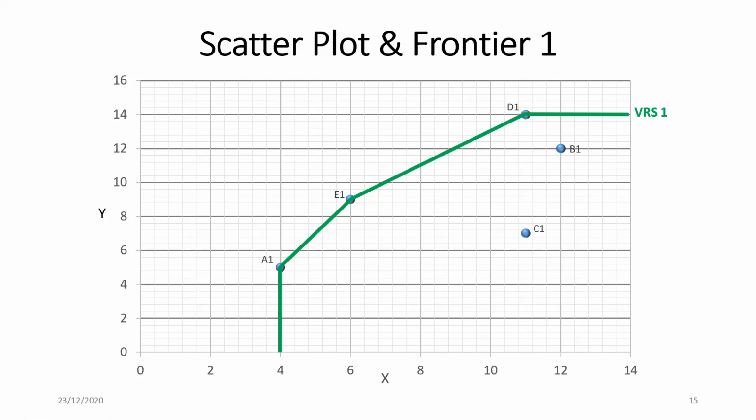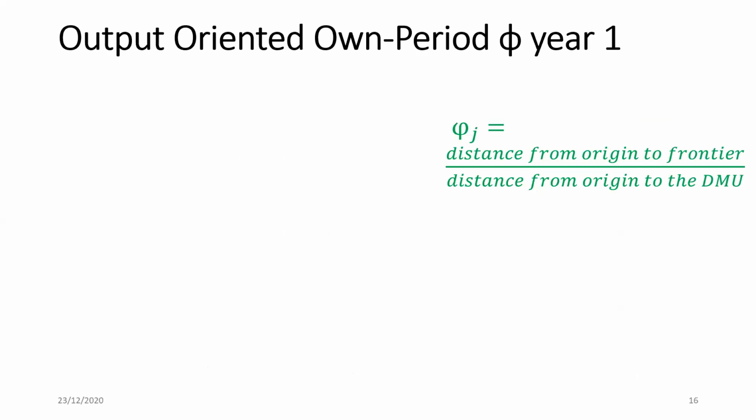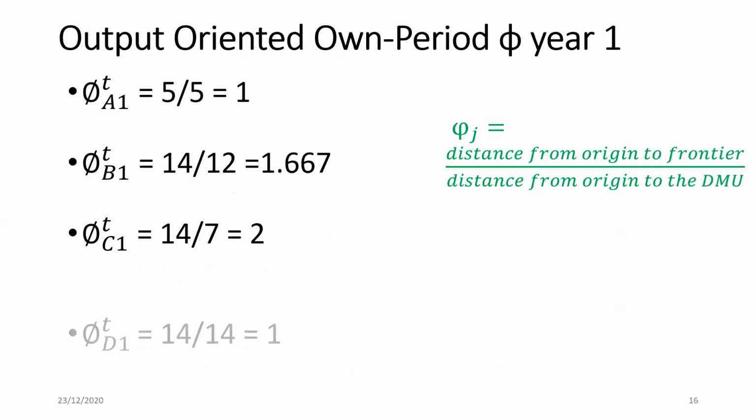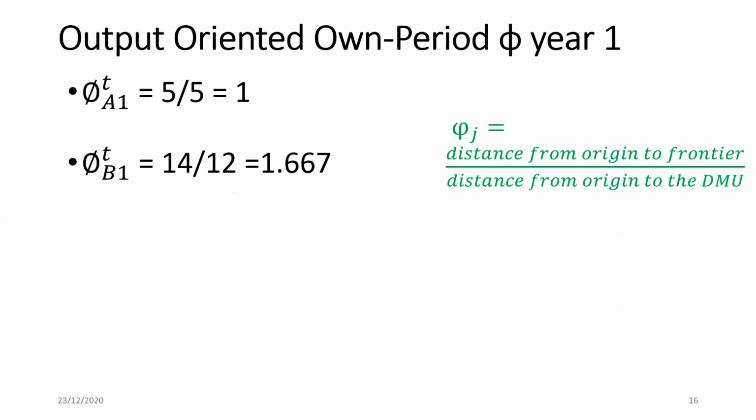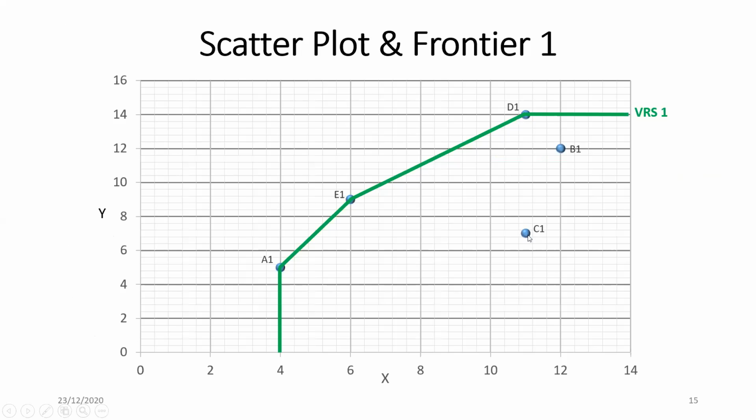Exactly. Now let me trick you small. What about C? C1? C would be 7/14. Okay. Do you guys all agree? Did you say 7/14 or 14/7? I said 7/14. It should be the other way around. Remember, it is distance to the frontier. Sorry, to the frontier. So 14/7. Okay. Then what about B? So B would also be 14/12.